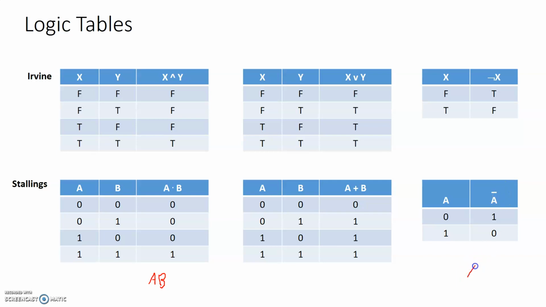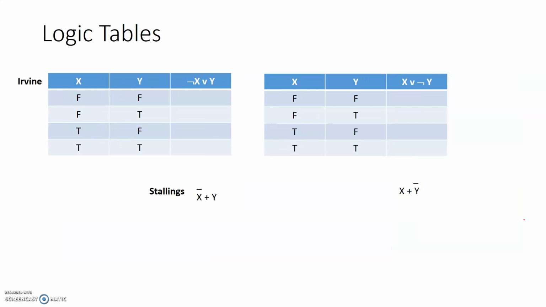Stallings, the author, actually has the underscore over the variable that's being negated. So not A is how that would be written. The little bit of a gap here is only because I wasn't drawing it by hand, but not 0 is 1, not 1 is 0. And so again, this is something you should have seen from a prior course.